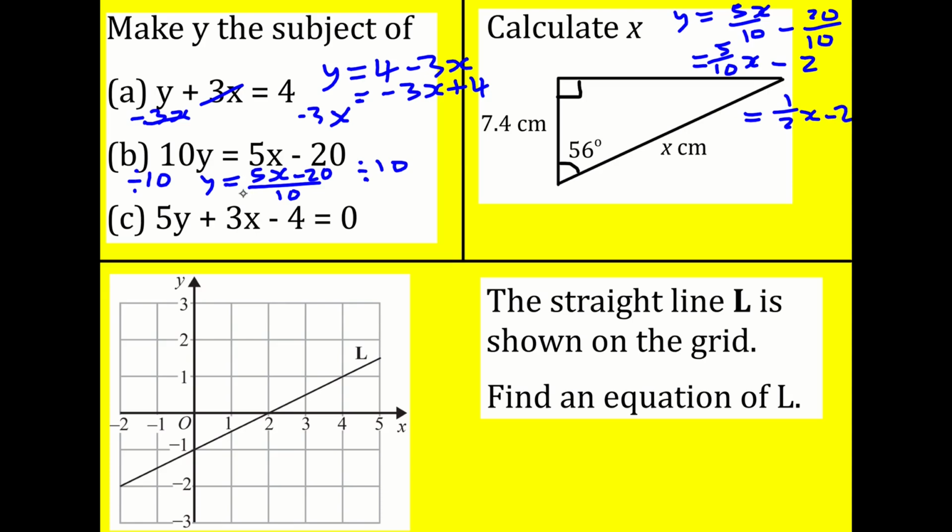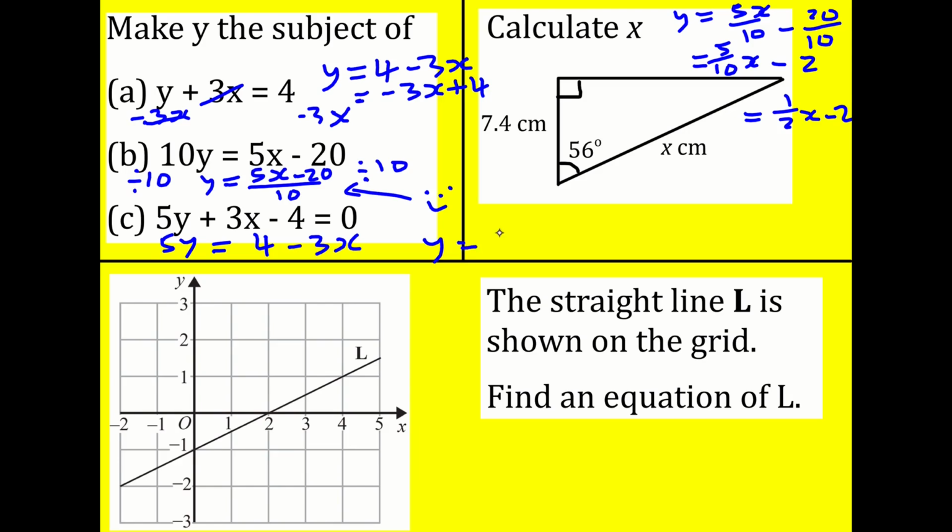Now, if you left it like this, I'm still happy with that. But again, we'll see in a bit why you might want to write it like this. And the last one, a few steps to do now. So first of all, add 4 to both sides and minus 3x from both sides. So it's going to become 4 minus 3x. And now we're back in the situation we were for part B.